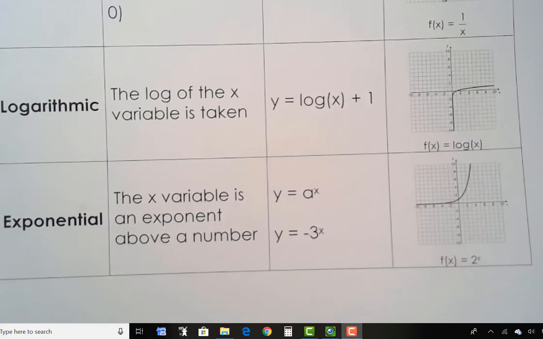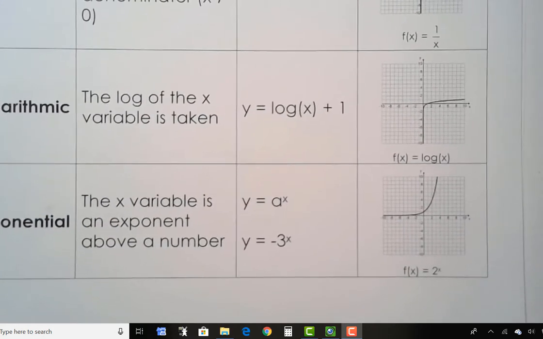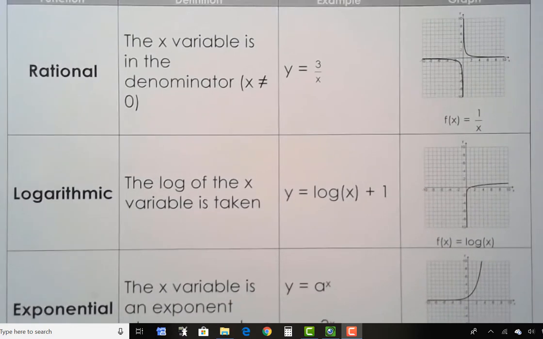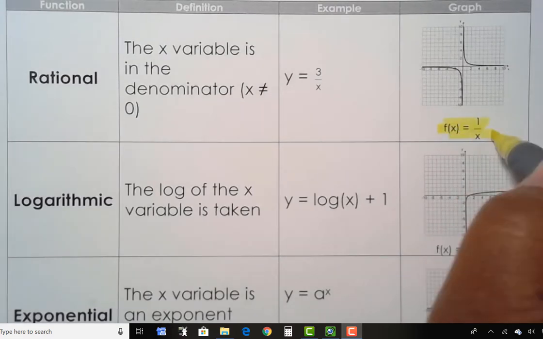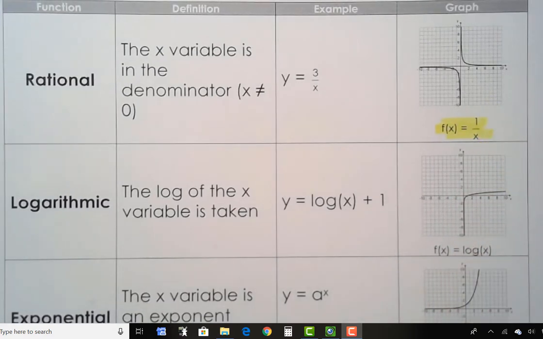Now we'll probably see the latter three later on in the semester, but we have a rational function, and this is where the x variable is in the denominator. We have to set a restriction. Remember, we cannot have 0 in the denominator. We can have any other number except 0 in the denominator, because 0 would make the expression, or our rational function, undefined.